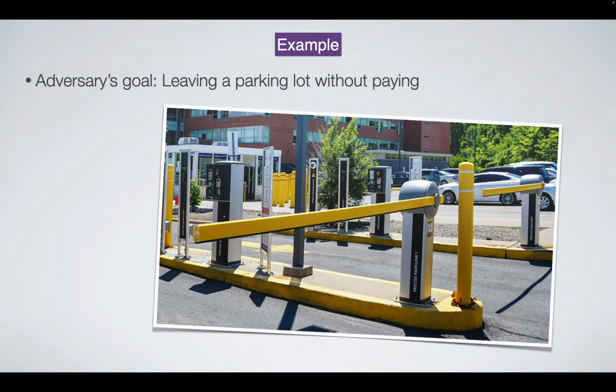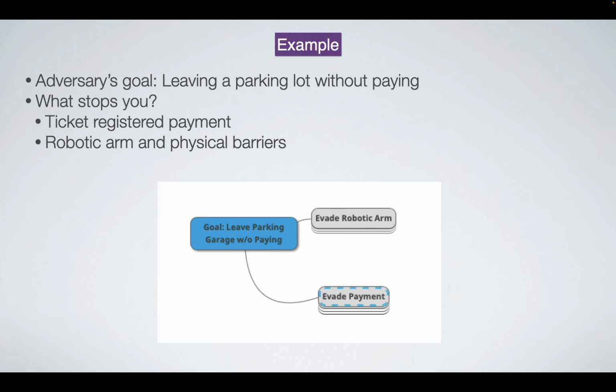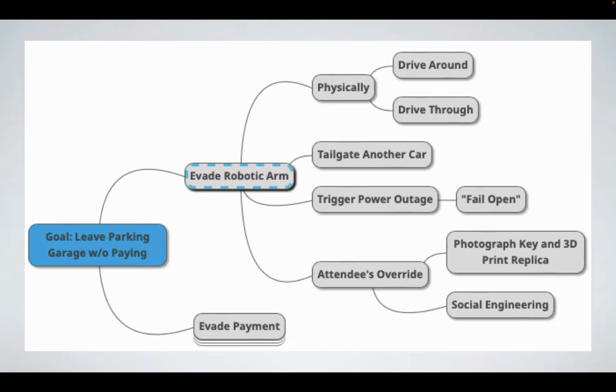Okay, so I think we did pretty good. So roughly speaking, again, this is just a quick example. There's probably 100 attacks, but we'll just go through a couple rough ones. I had thought that maybe you could try and get around the robotic arm, or you could get around paying.